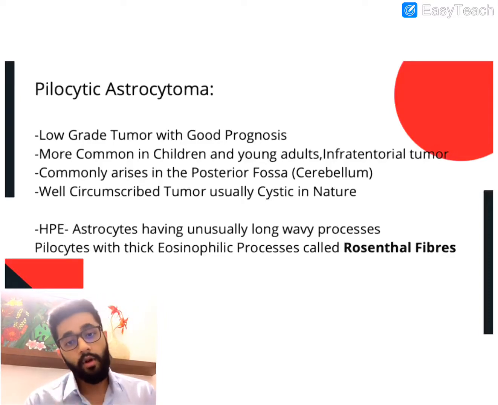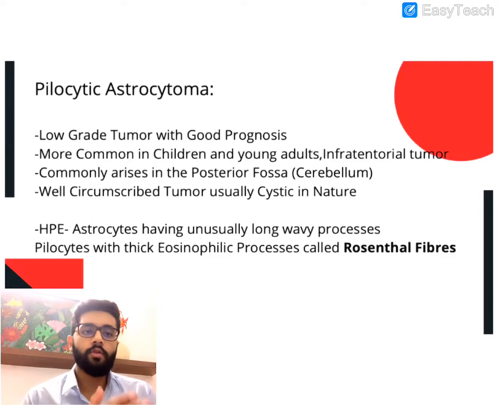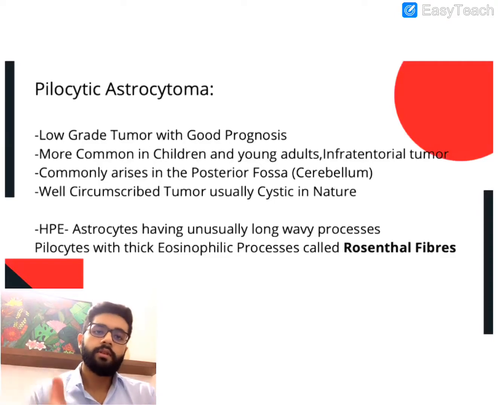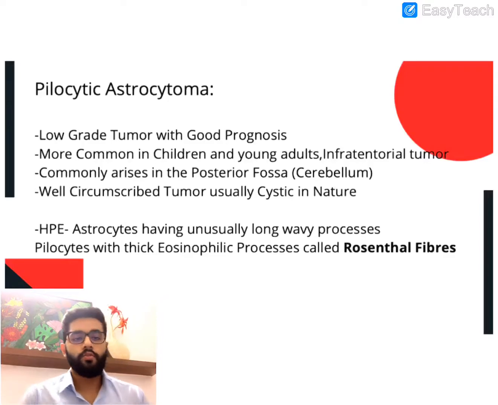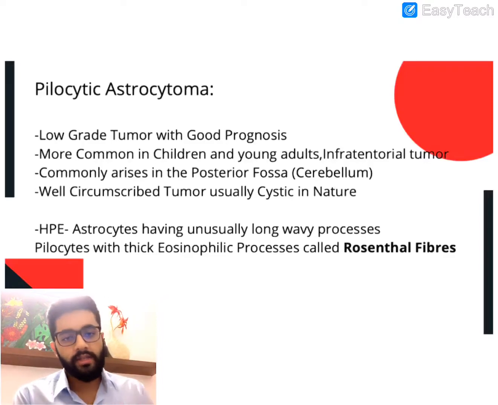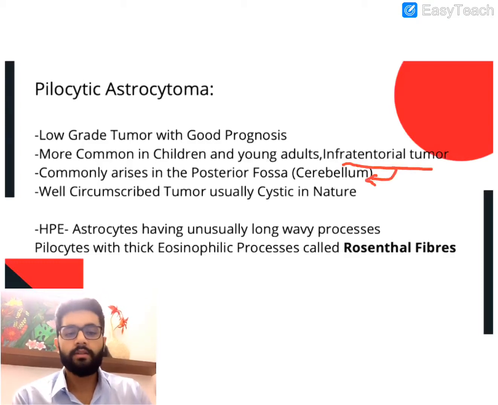Hence it's also called juvenile pilocytic astrocytoma. Juvenile meaning children or young. So since this is more common in children, it's also called juvenile pilocytic astrocytoma. And just like all tumors of children, it is an infratentorial tumor, which essentially means it usually affects the cerebellum.